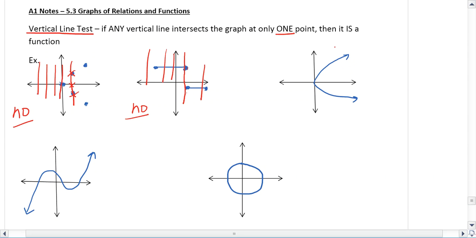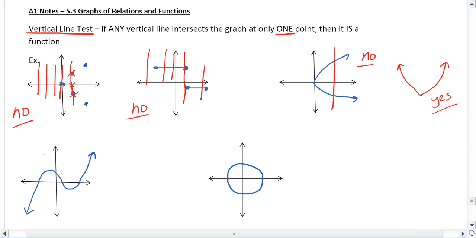Next example is a sideways parabola. And right away we see we draw a vertical line, it hits it twice, so no, that's not a function. If we had a parabola that was right side up, and then we started drawing vertical lines, this one would be okay. This type of parabola would be a yes, that is a function.